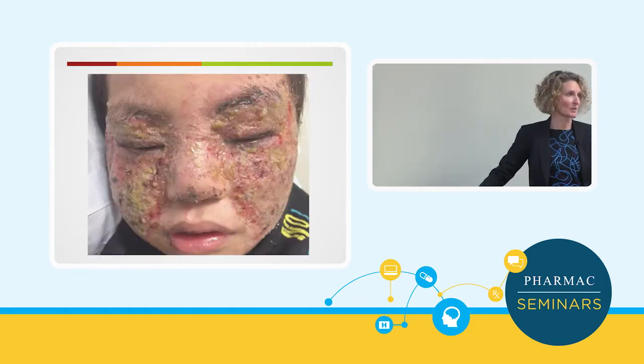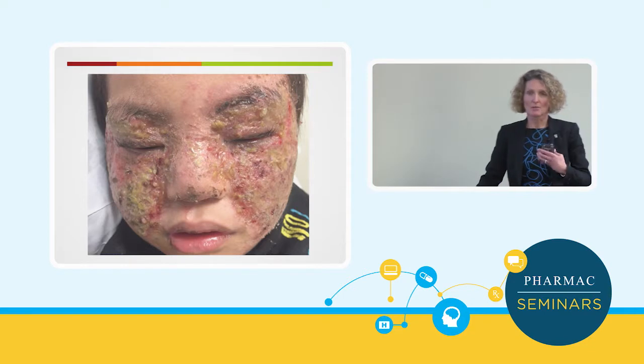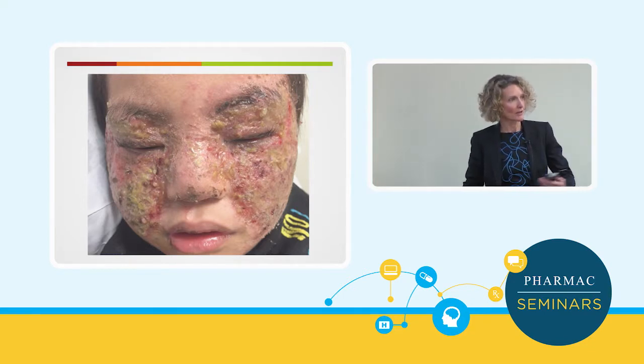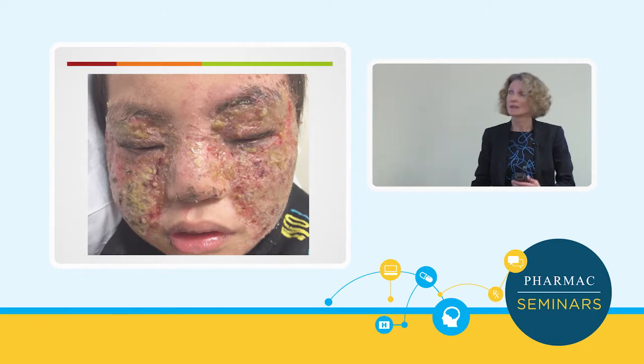And of course, eczema predisposes to infection. That's both with herpes virus, cold sore virus, and with bacteria, most commonly Staphylococcus. And if you're really lucky, you can get both at the same time.